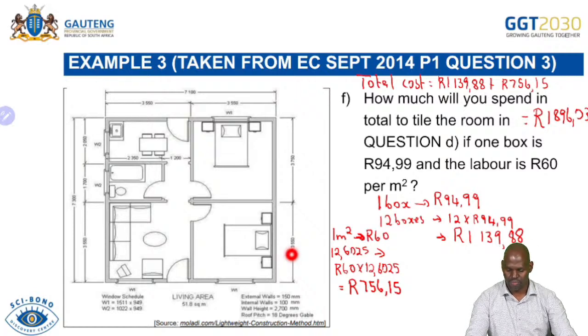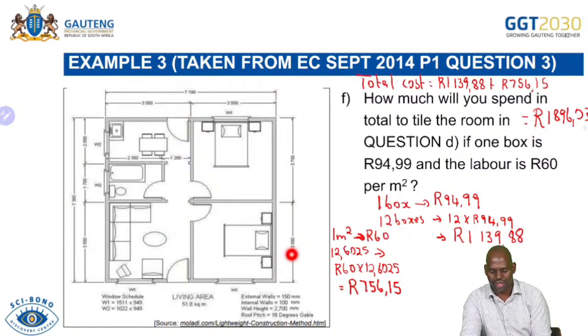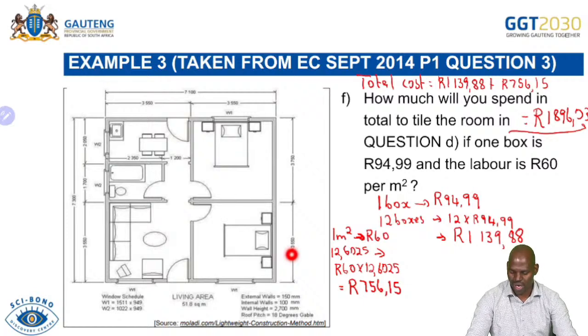So the first thing that we had to do was to calculate the cost of boxes, and after that we calculate the cost of labor. Then from there we add the two values together. So in the end, our answer is 1,896 rand and 3 cents. That is how much you will spend if you have to tile the room. Of course, there are certain other items that will have to be taken into consideration, but in this case, the question didn't mention that.